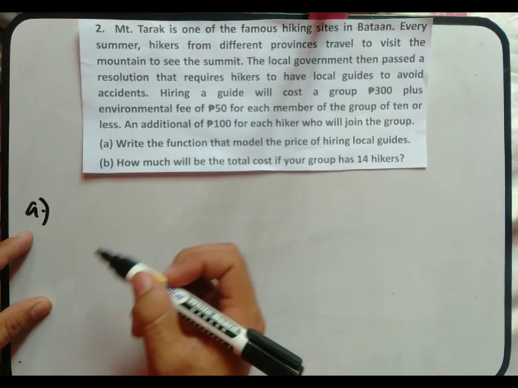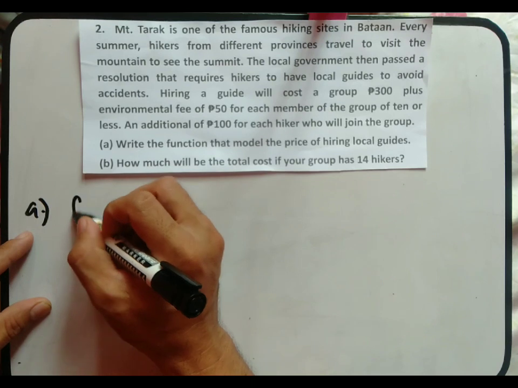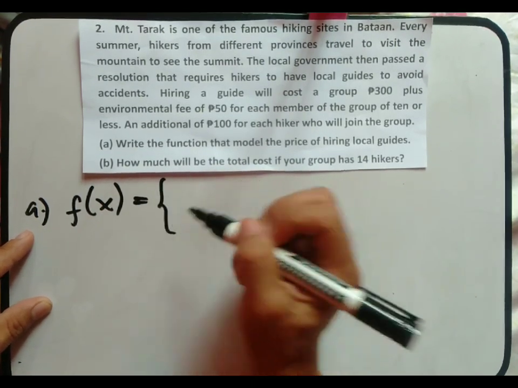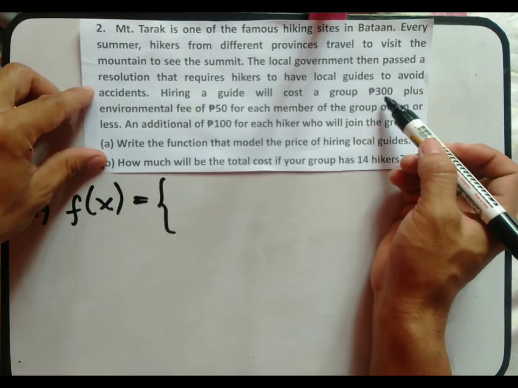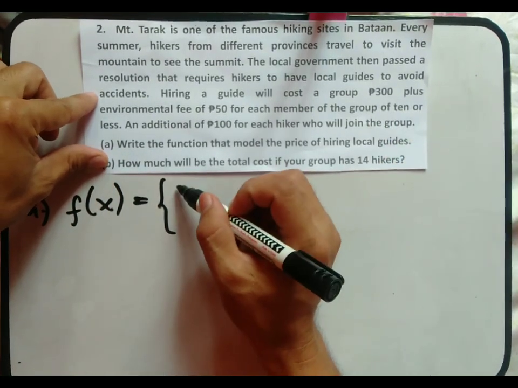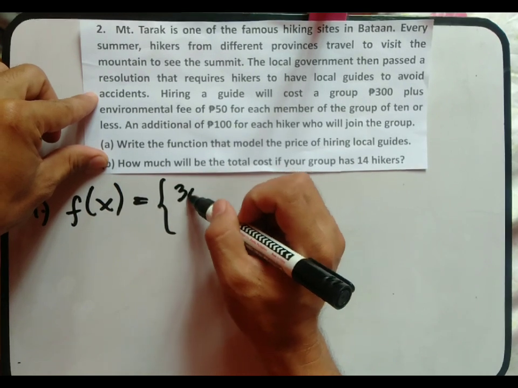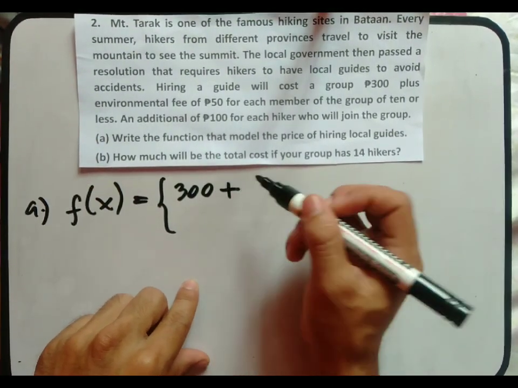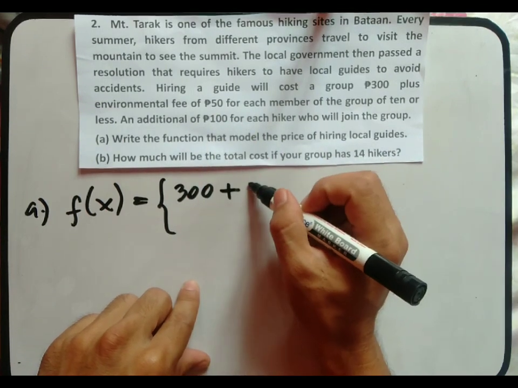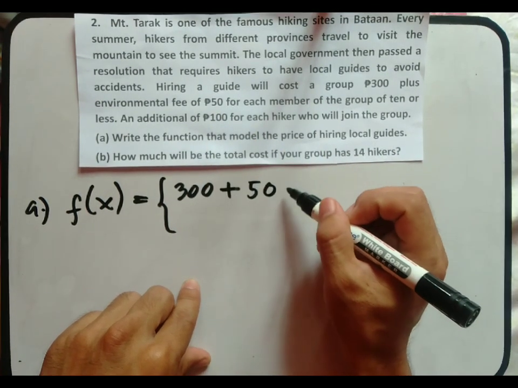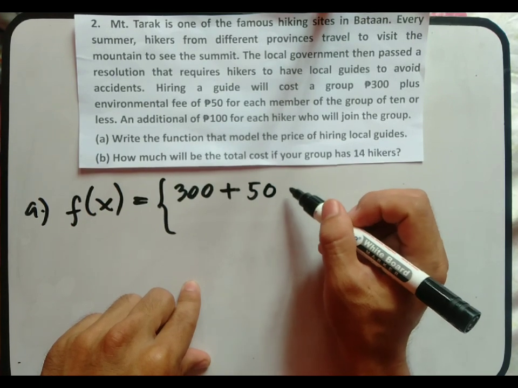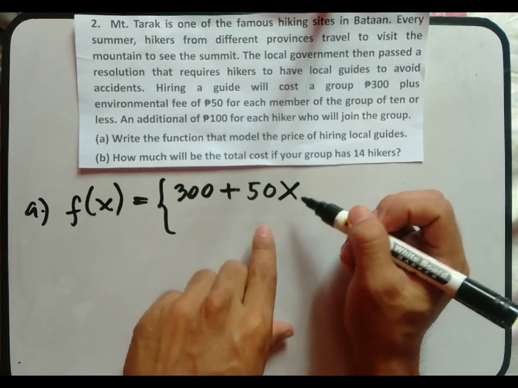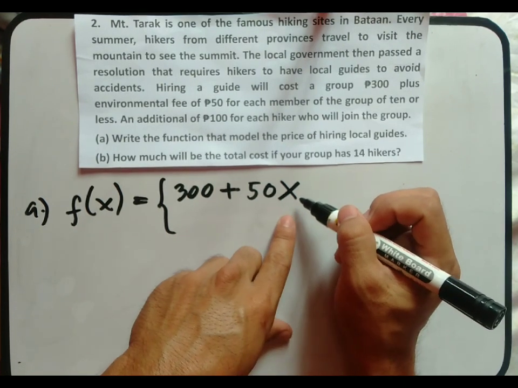For the price function, we have f of x is equal to, okay, 300 pesos. So, yung buong grupo magbabayad ng 300 pesos. And then plus each member of the group. So, 50 pesos for each member of the group. So, 50x. Okay? So, yung x is number of group.